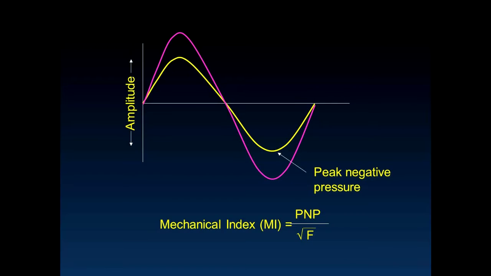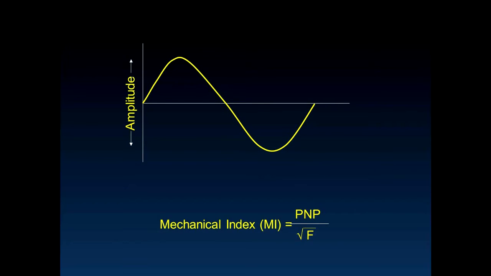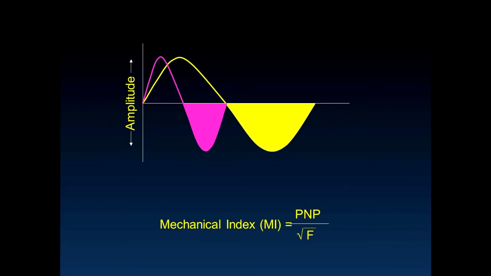As shown in this formula, however, mechanical index depends not only on the peak negative pressure, but also on the frequency itself. This is because for two waves with the same amplitude and peak negative pressure, the higher frequency wave has a smaller total area and therefore overall less energy compared to a lower frequency wave of the same amplitude.